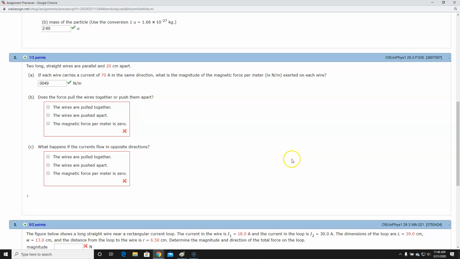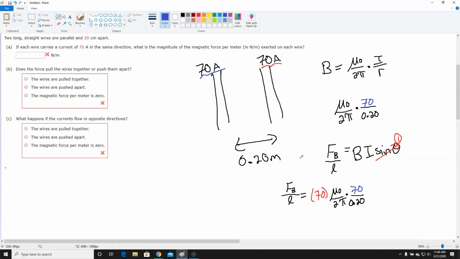Does the force pull the wires together, push them apart? All right, so we are told that the current is flowing in the same direction. So we'll say the blue current is flowing upwards, which means according to the right-hand rule, we have a magnetic field from the blue wire that looks like this.